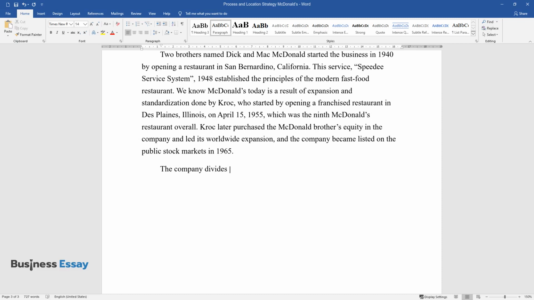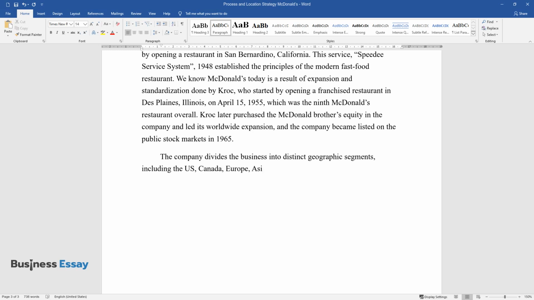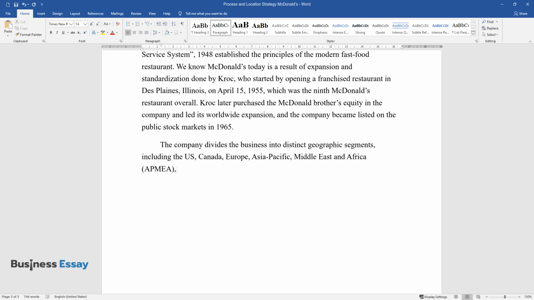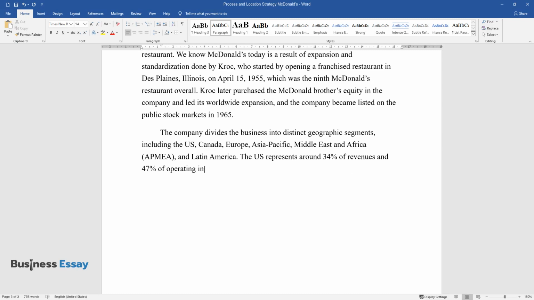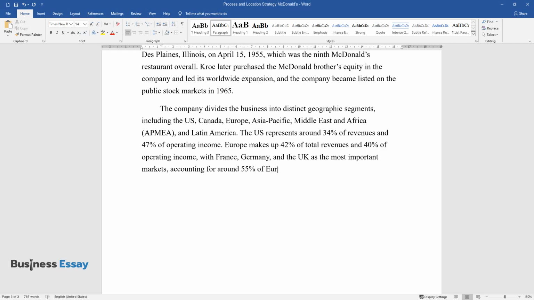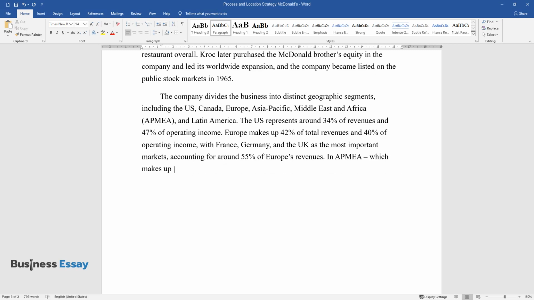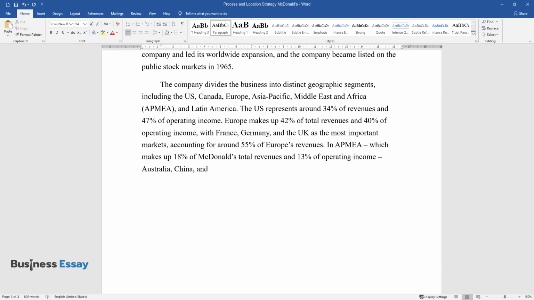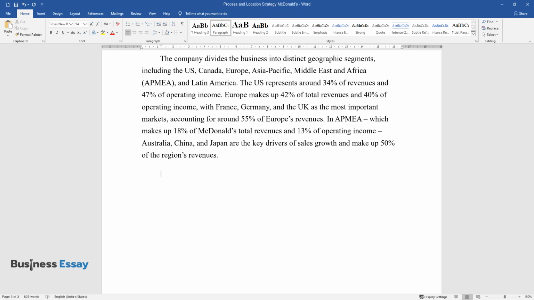The company divides the business into distinct geographic segments, including the U.S., Canada, Europe, Asia-Pacific, Middle East and Africa, APMEA, and Latin America. The U.S. represents around 34% of revenues and 47% of operating income. Europe makes up 42% of total revenues and 40% of operating income, with France, Germany, and the UK as the most important markets, accounting for around 55% of Europe's revenues. In APMEA, which makes up 18% of McDonald's total revenues and 13% of operating income, Australia, China, and Japan are the key drivers of sales growth and make up 50% of the region's revenues.